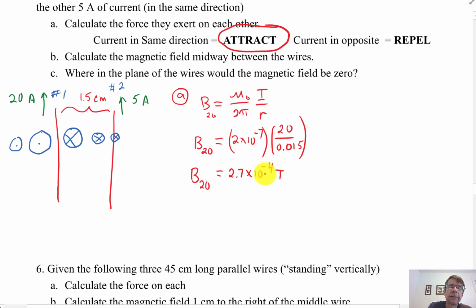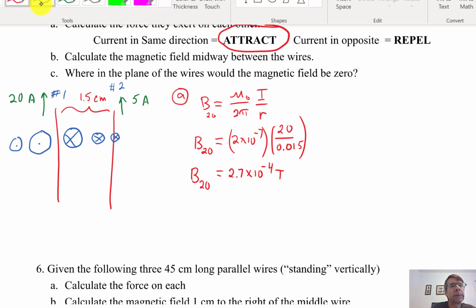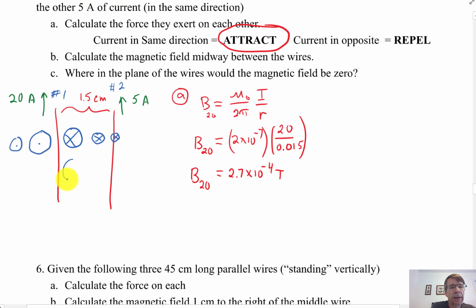So that field hits wire number 2, and you could draw more of those. I'm going to draw them and then erase them because it gets messy, but I could keep drawing that X, X, X, X. So all of this is the magnetic field representing the tangents to the circular magnetic field that goes around wire number 1. And all that magnetic field is hitting wire number 2, all along wire number 2.